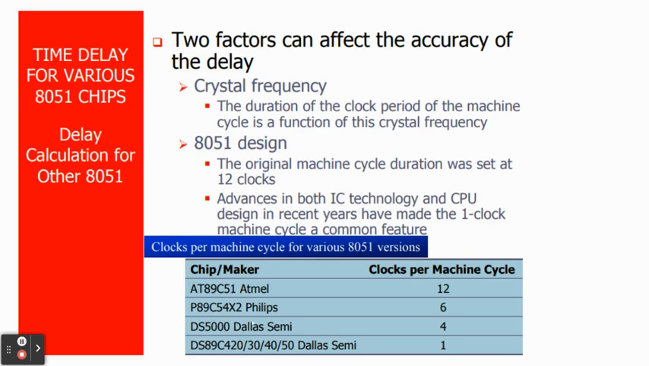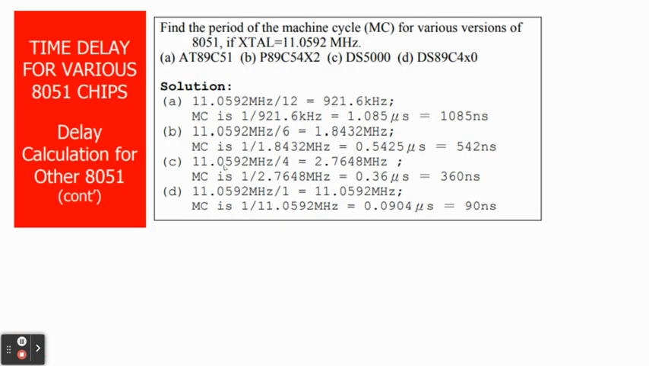For letter C, DS5000, you have to know the clocks per machine cycle of that chip. That's equal to 4. So we have to divide our crystal frequency, 11.0592 megahertz, by 4, and we will get 2.7648 megahertz. And dividing 1 by this answer, we will get 0.36 microsecond. So this is for the DS5000 chip.